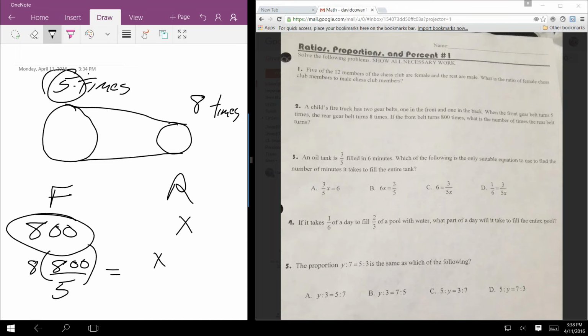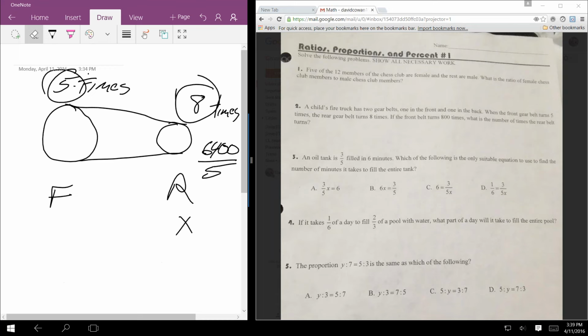So the rear one is going to move 6,400 divided by 5, whatever that number is. But certainly more than 800, because the rear one moves 8 times for every 5. Now, like I said, there's lots of ratios that work here. It's a little like similar triangles. There's not only one ratio that you can do.